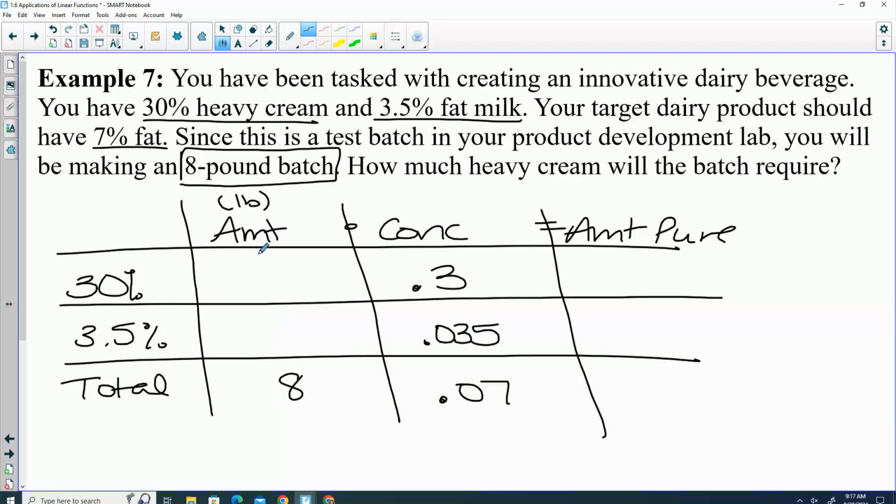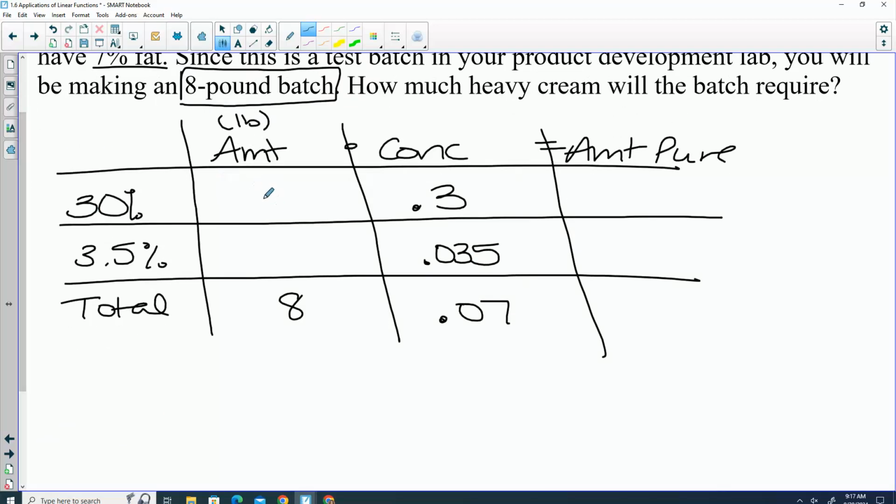I have to figure out what goes here. Can I just say these are both X? No, because I never told you I put in the same amount of each, so we can't do that. Now, can I make one of them my X? Absolutely, so pick one. Alright, so now we have to think.